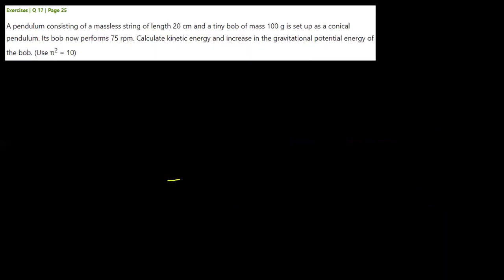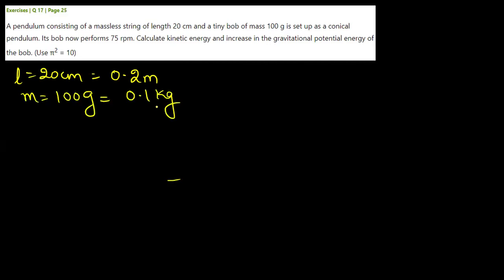A pendulum consisting of a massless string, say of length is given to you 20 centimeter and a tiny bob of mass 100 gram. So length of the pendulum is given to you 20 centimeter. I can say it is 0.2 meter, or I can say 20 into 10 raised to minus 2, whatever. And a tiny bob of mass 100 gram. 100 gram means 0.1 kg is given to you, and set up into conical pendulum. It performs 75 rpm. The frequency is given as 75 rpm.